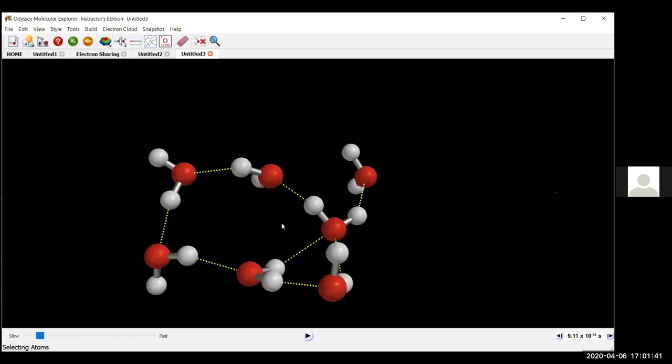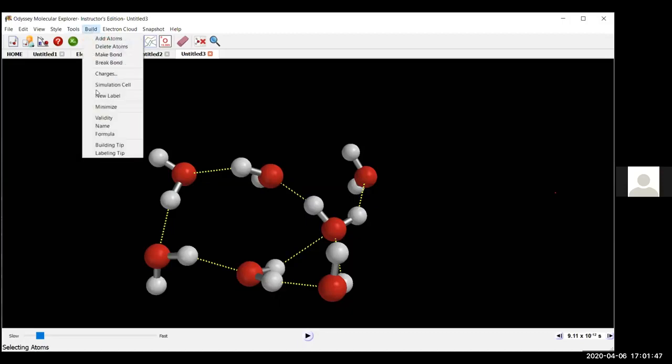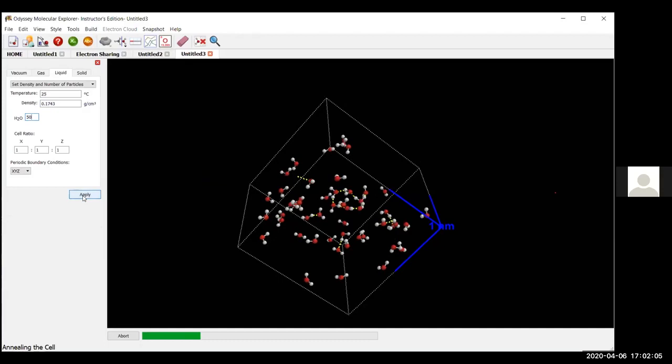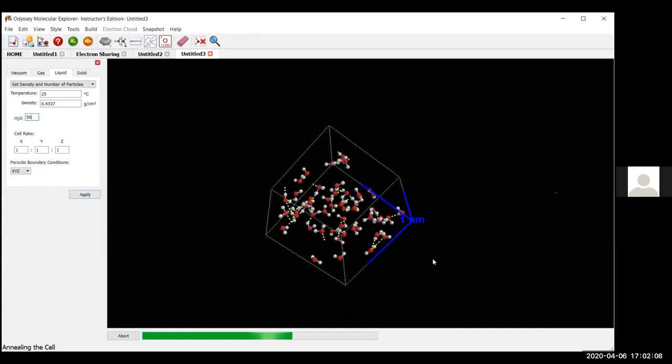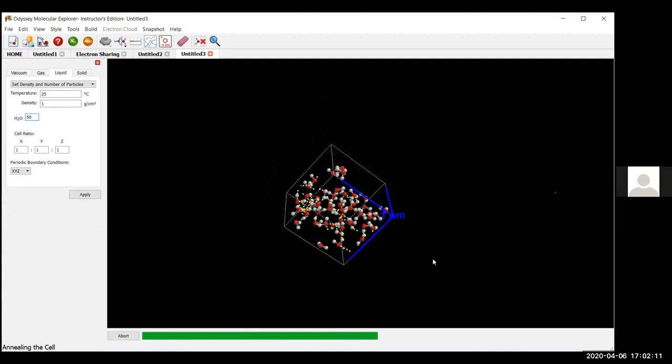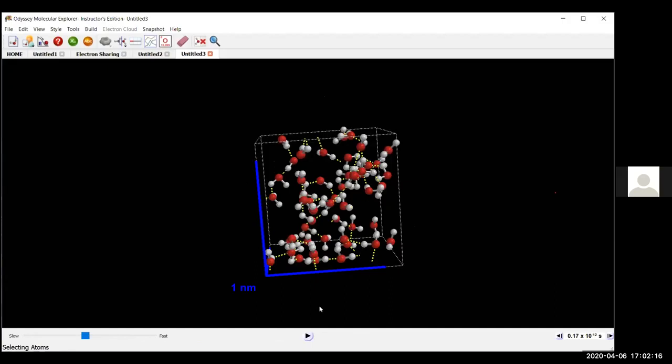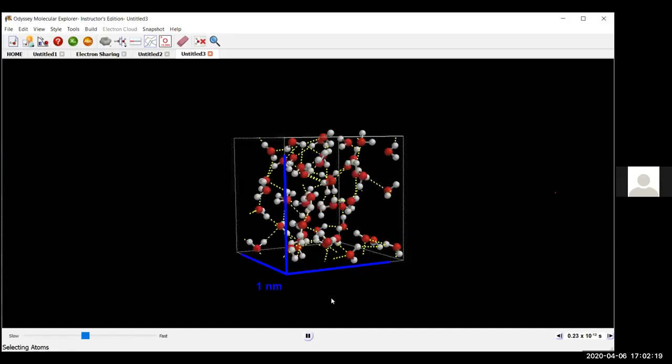And now to go from a water cluster to liquid water, you can do this similar to how Dr. Shyam built already a model of air. I go to simulation cell. I go to liquid and make it a density of 1 gram per cubic centimeter. And instead of 7 water molecules, I make 50 molecules and click apply. I'm generating on the fly now a simulation box where I can hide this. And this is in fact a bona fide model of water.